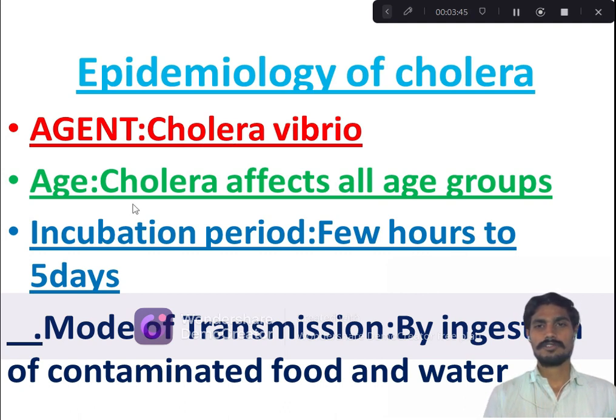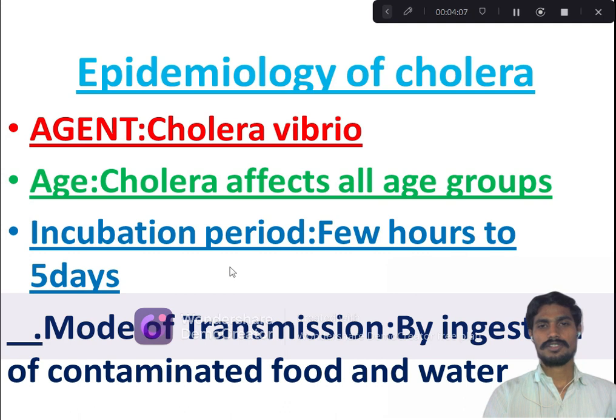Who suffers more from cholera? All age groups. This cholera is not restricted to particular age groups such as young children, young age, adults, or old age. It commonly affects all age groups.